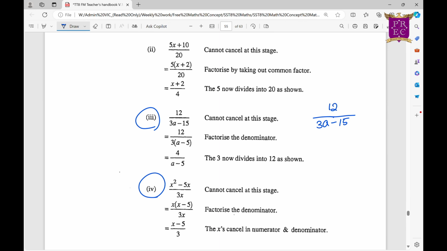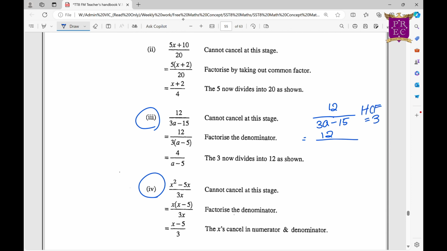So first, we'll need to simplify the bottom, so it'll be 12 over, what is our highest common factor? We can see that there's 3a, so we can divide that by 3, and we can also divide negative 15 by 3. So our highest common factor is 3. So 3 is outside the bracket. 3a divided by 3 just gives us a. Negative 15 divided by 3 gives us negative 5, or minus 5.